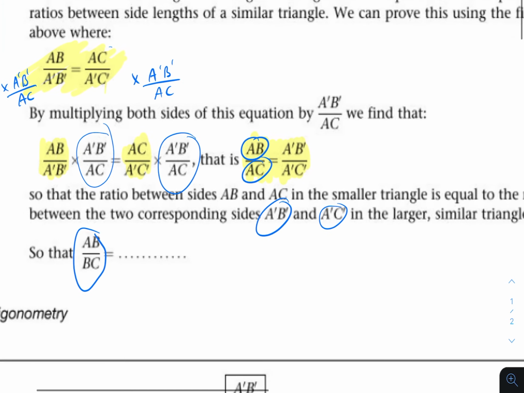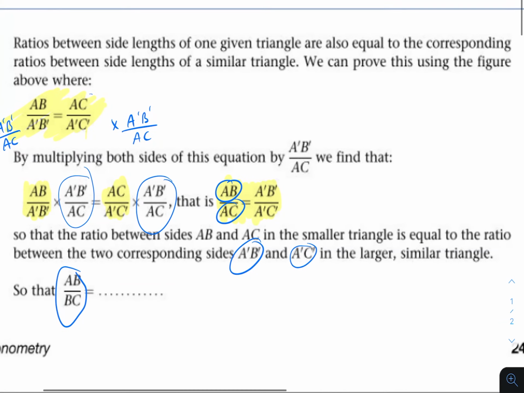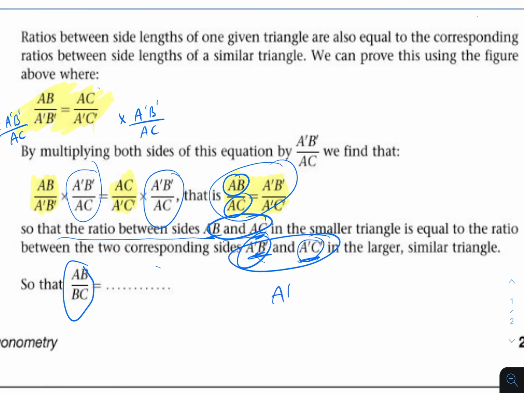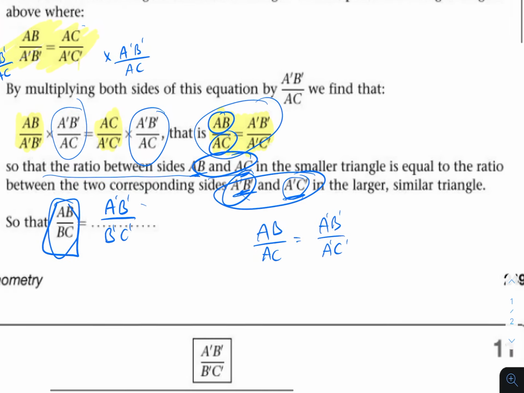The trick is just in reading the question again. The ratio between the sides AB and AC in the smaller triangle is equal to the ratio between the two corresponding sides A dash B dash and A dash C dash. So this is equal to this. This is what we wrote here: AB over AC is equal to A dash B dash over A dash C dash. So when we've got AB over BC, it is just equal to the ratio of A dash B dash over B dash C dash. You can see that here.